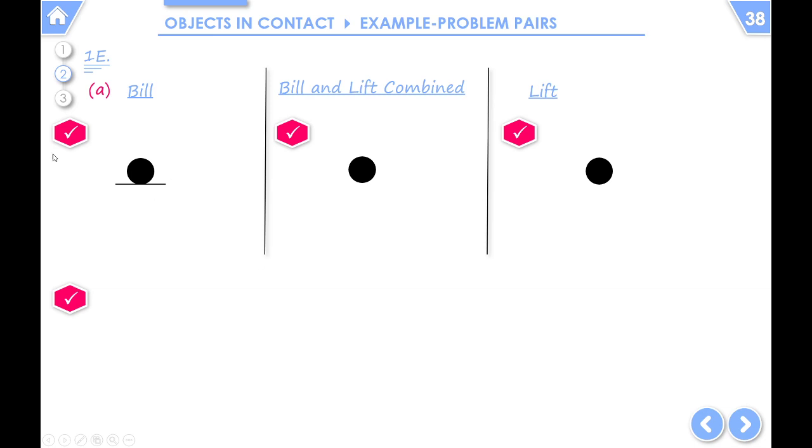Okay, so with Bill, we've got two forces acting on him. We've got the weight going downwards and the normal reaction force from the floor acting onto Bill, which we call R. And we've got an acceleration upwards of 0.4 meters per second squared.